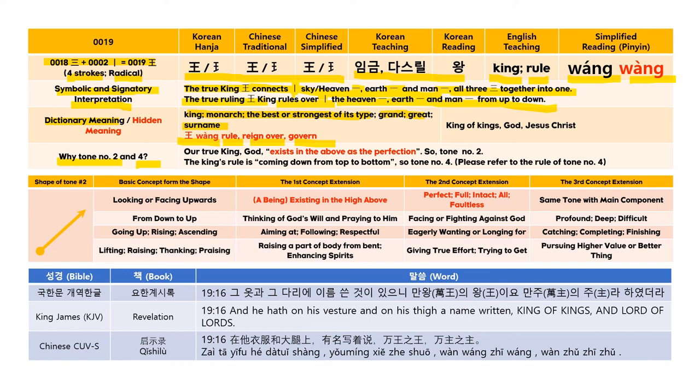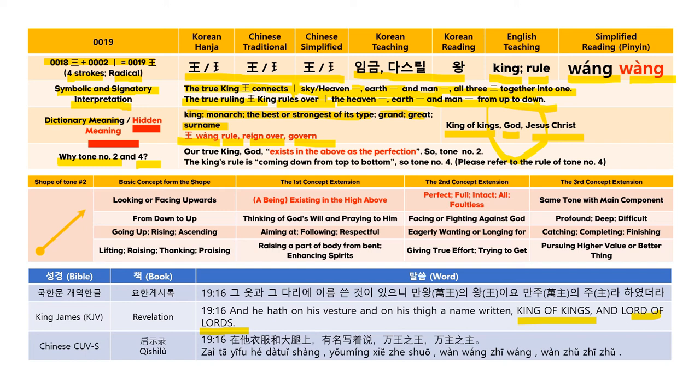Hidden meaning is very important. In biblical interpretation, I would say King of Kings, God, Jesus Christ. Okay? King of Kings, Lord of Lords. This character has the values of King of Kings and Lord of Lords, okay, as hidden meanings. Please try to remember, who is your real king, the true king, okay? Very mysterious and wonderful character.